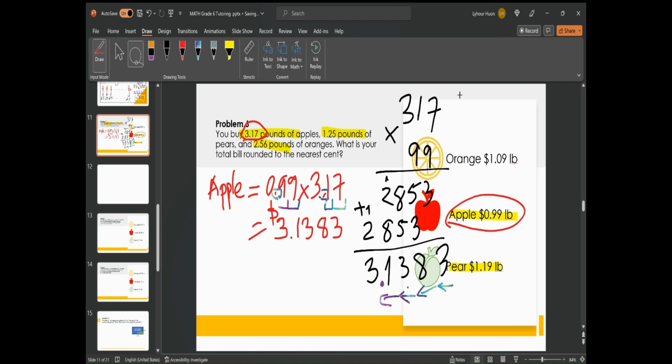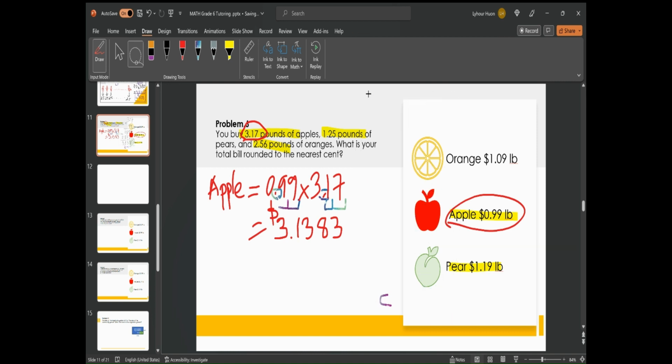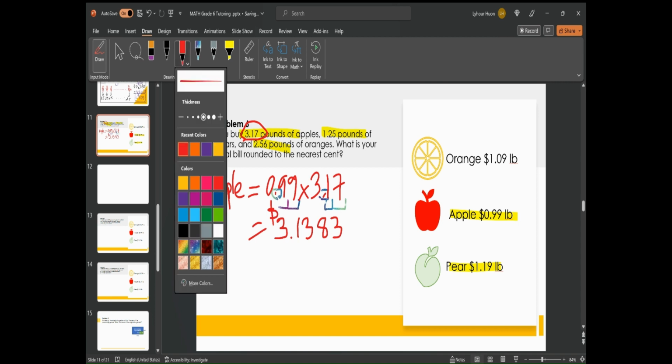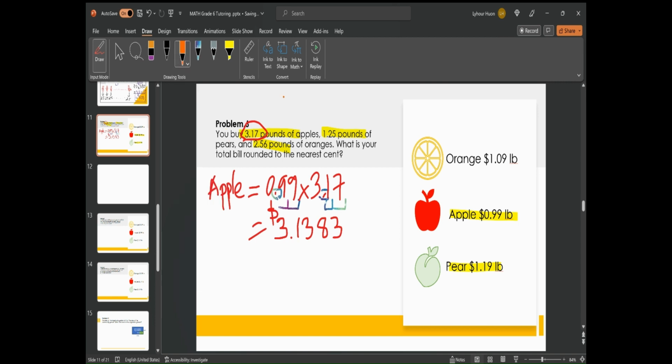Okay, now we have found the cost of the apple. We need to also find the cost of the pear, and also the orange. Now the cost of the pear we write in the other column. Now the cost of pear is similar to what we did before, right? So similar things.